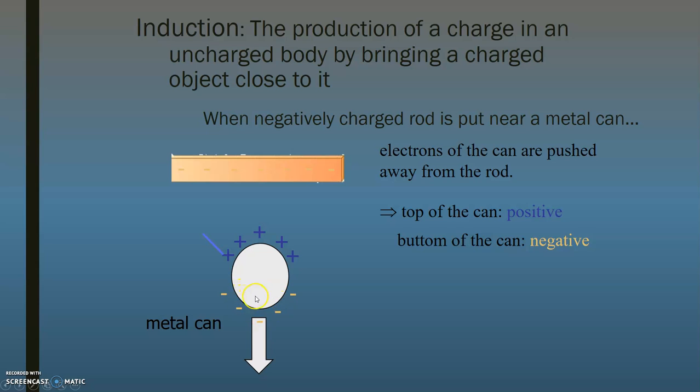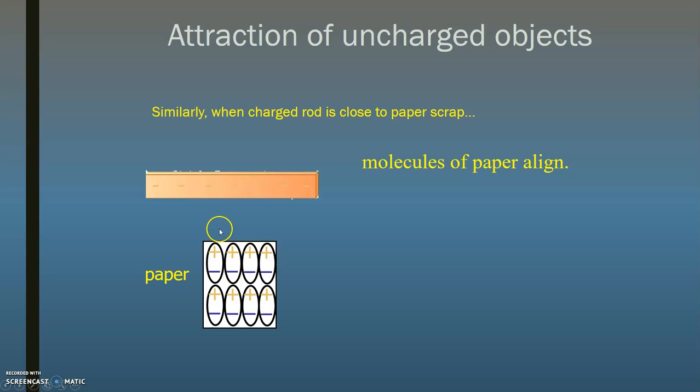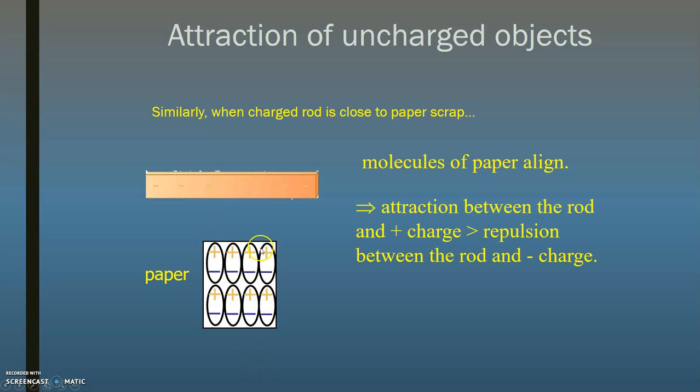And now these are inducing a charge. You're causing the top of the can to become more positive and the bottom of the can to become more negative. And so the top is going to attract, the bottom is going to repel. Small pieces of paper, you can do the same thing. All the positives are being pulled up, negatives are being pulled down, and there's going to be attraction.